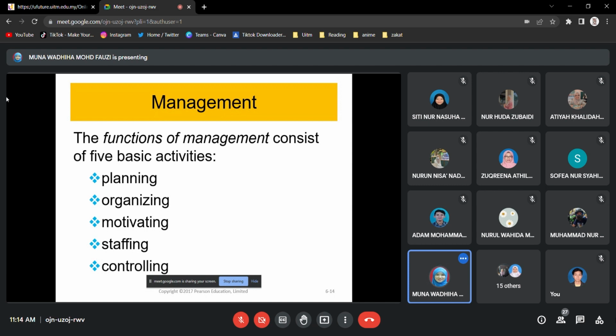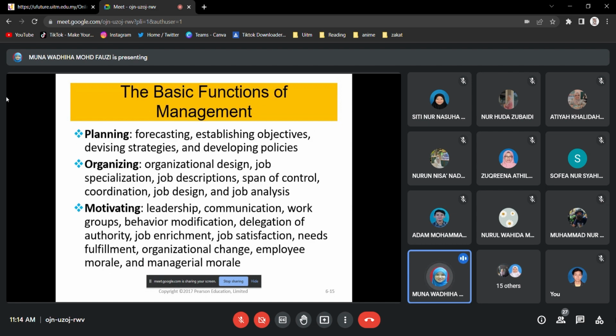Getting things done through people. Meaning to say, it is the process of coordinating, and it may involve administrating and coordinating all the activities in the organization with the help of the workers in the organization. So it consists of functions of management: the first one is planning, then organizing, motivating, staffing, and also controlling.